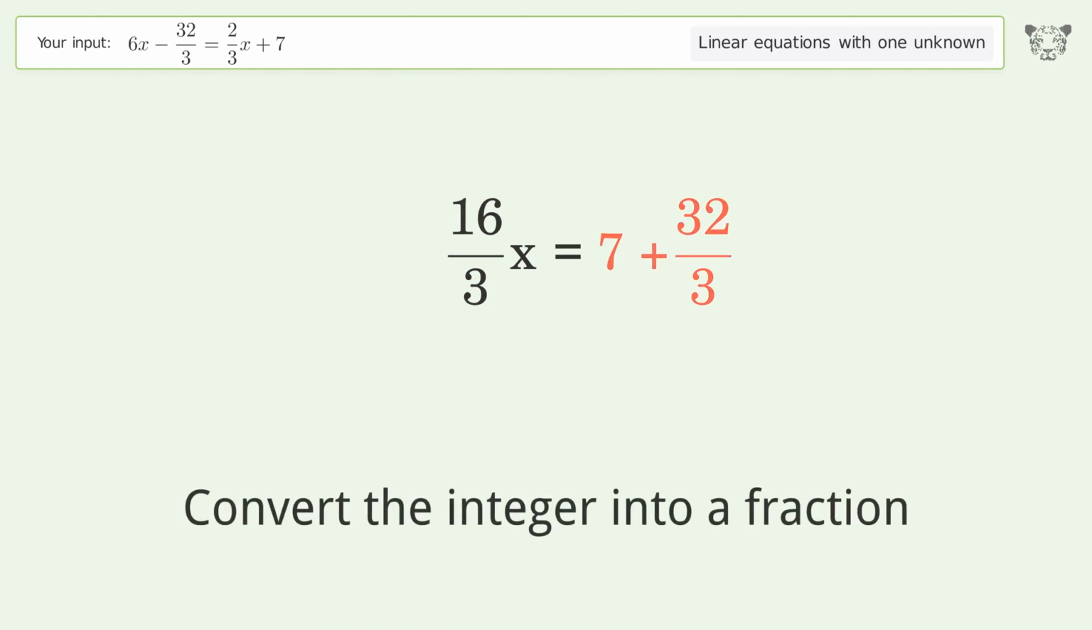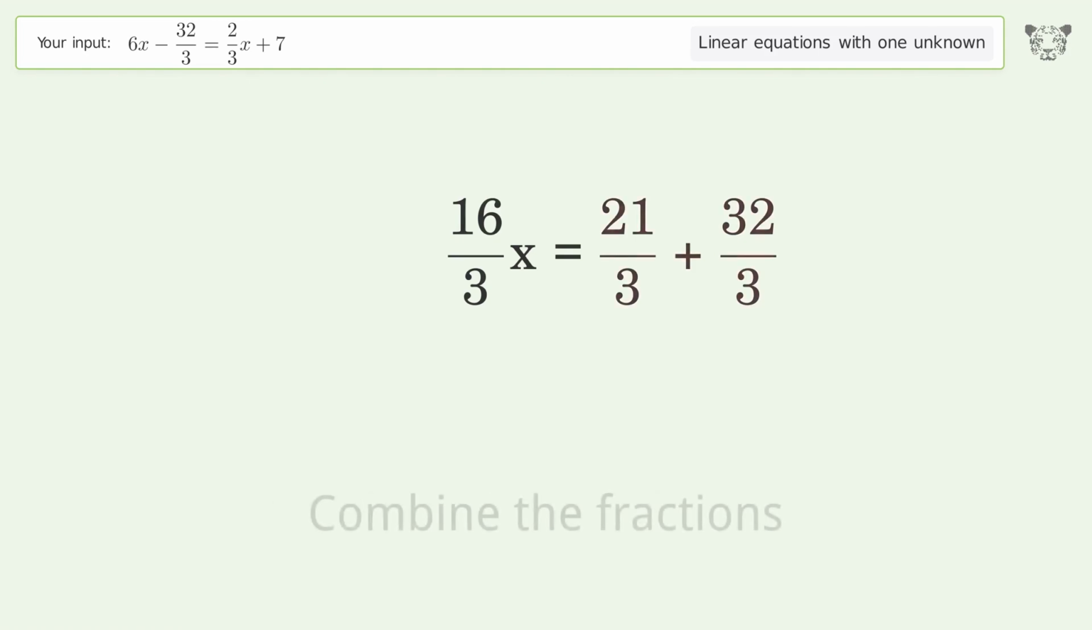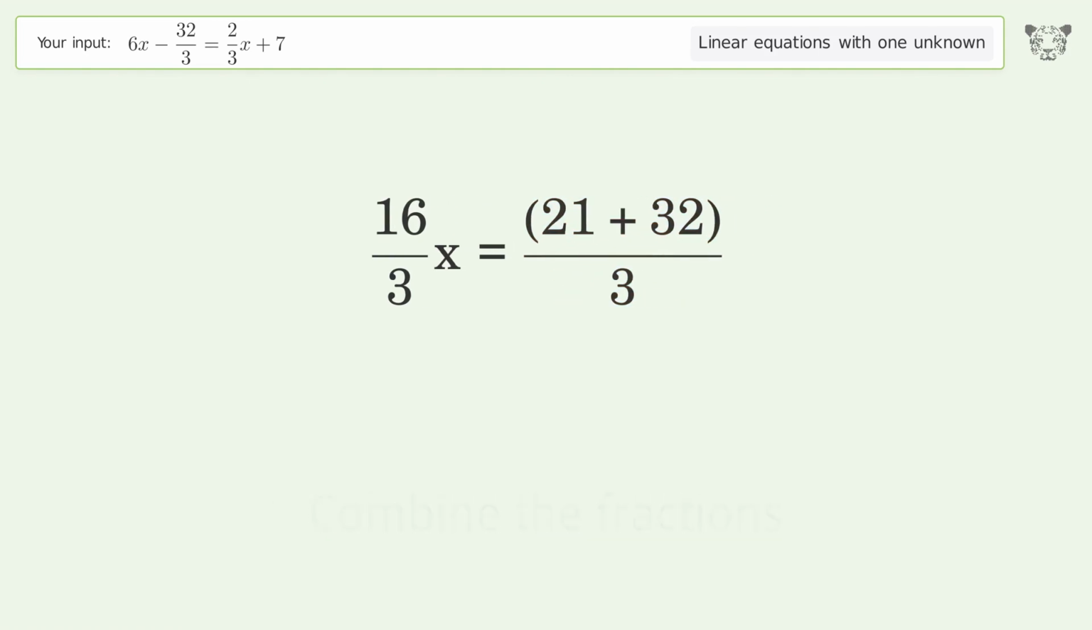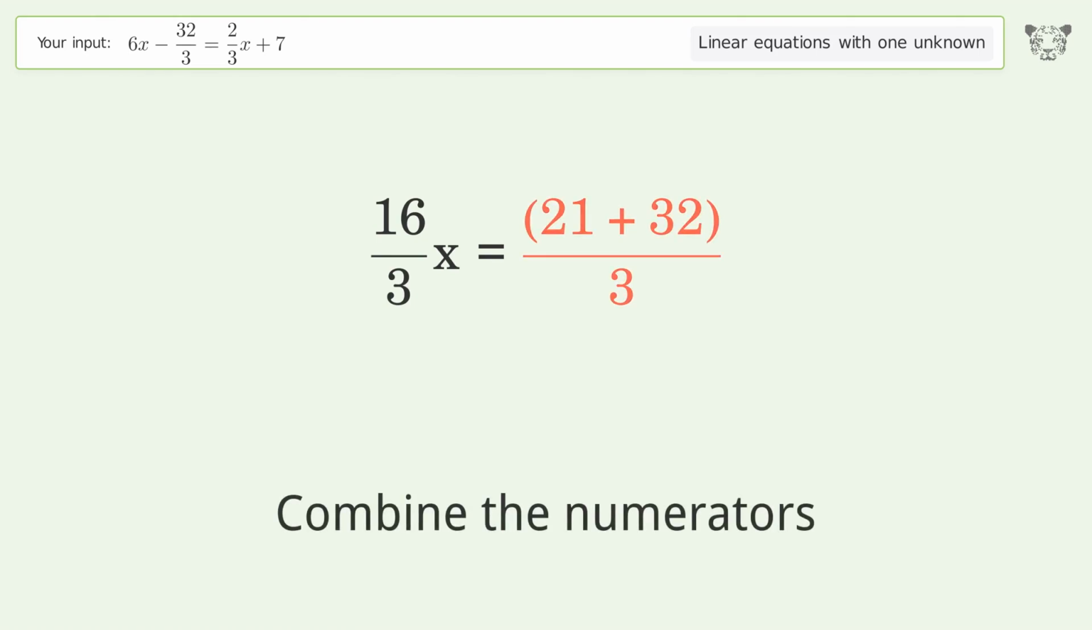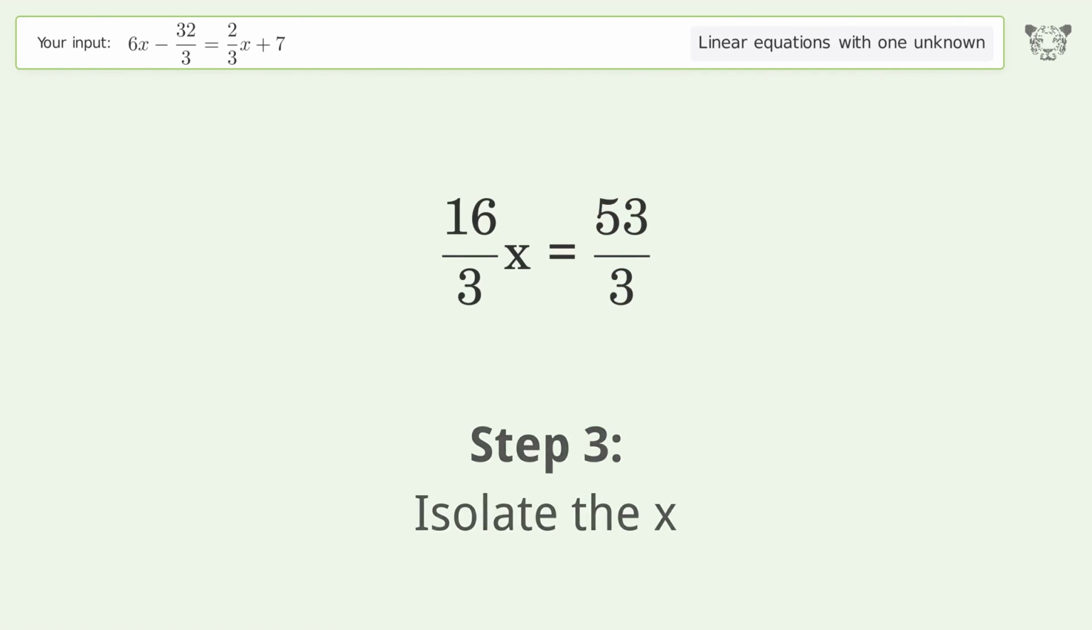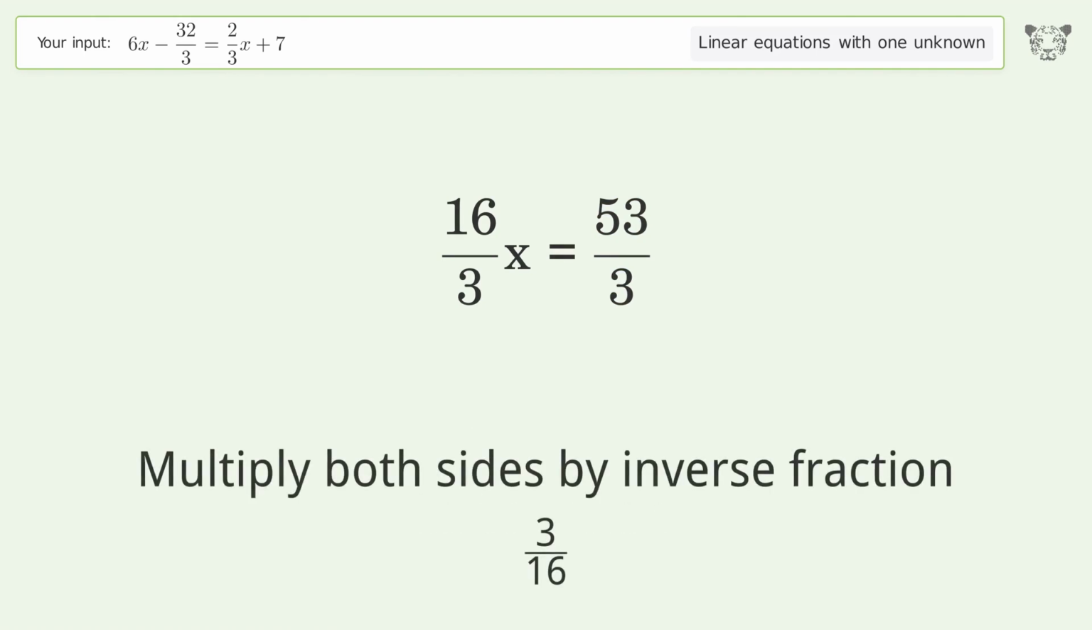Convert the integer into a fraction. Combine the fractions. Combine the numerators. Isolate the x. Multiply both sides by inverse fraction 3/16.